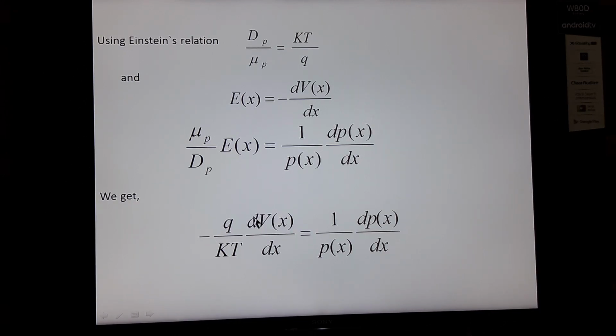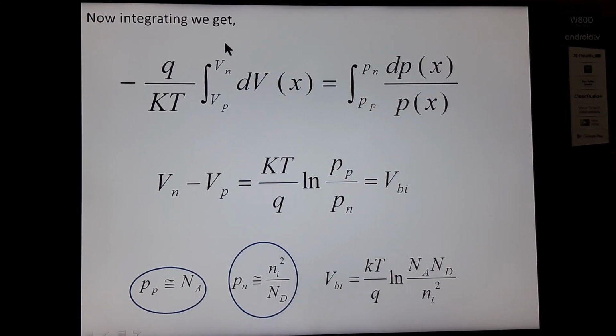And from the relation using electric field and potential, we get an expression, and from this we get the relation between potential and the hole charge density. Now integrating the above equation and considering only one type of charge carrier, that is the hole density throughout the depletion zone, and limiting from the value of Pp to Pn. That is, Pp is the majority hole density in the P side and Pn is the minority hole density in the N side. Limiting the value of potential as Vp and Vn across the ends of the depletion zone, we get the difference between Pn and Pp like this.